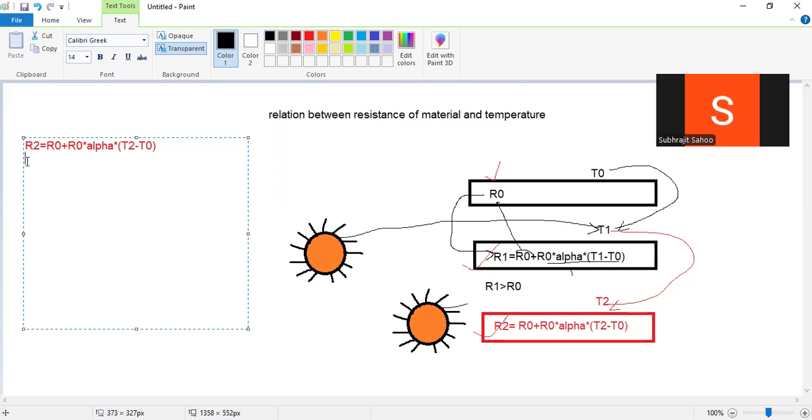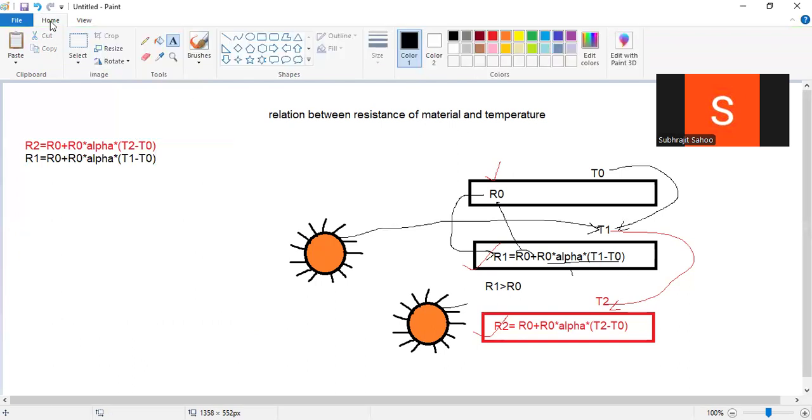R1 value I got, R1 equals, red color means more hot, black color less hot, like this I have taken. R naught plus R naught into alpha into T1 minus T naught. I want to derive the relation between R1 and R2 or T1 and T2.